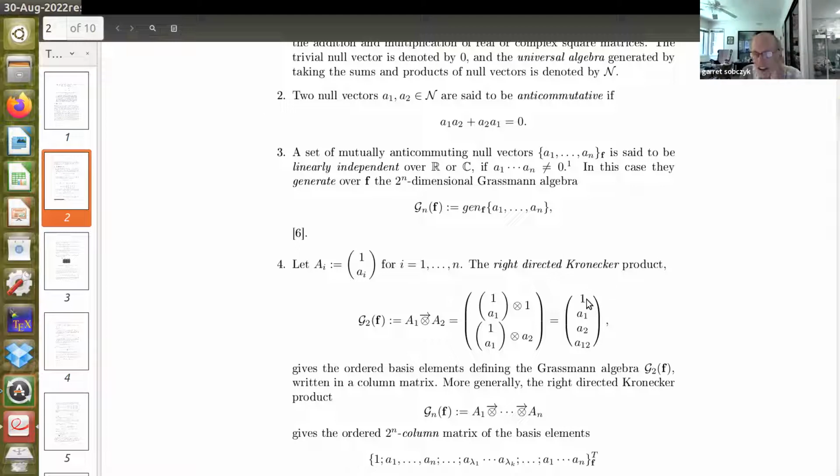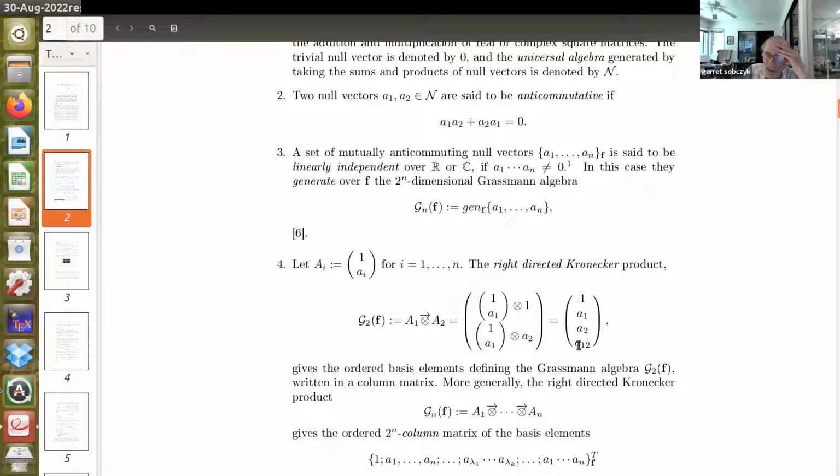So 1 is the unique element in the Grassmann algebra which, when multiplied by any other element in the Grassmann algebra, gives you that element back again. That's the identity element. If you multiply 1 times a vector in the Grassmann algebra, you get that element back again. 1 times a bivector gives you the bivector back. That's the Grassmann algebra over the real numbers. So that's the basis of the Grassmann algebra G2: 1, A1, A2.